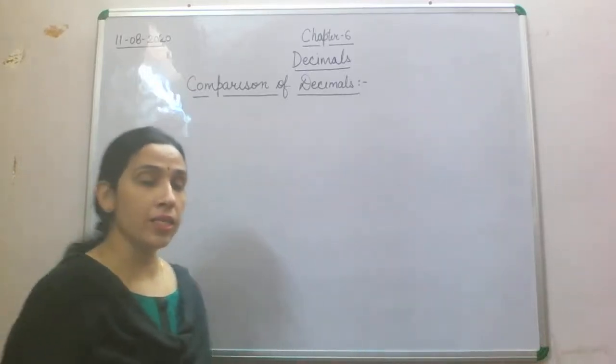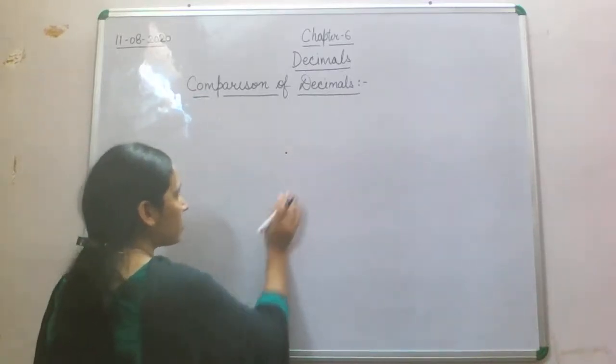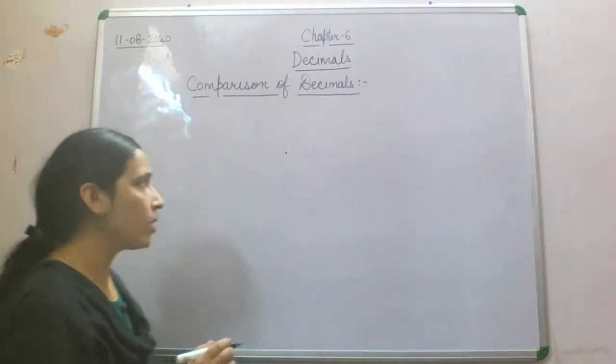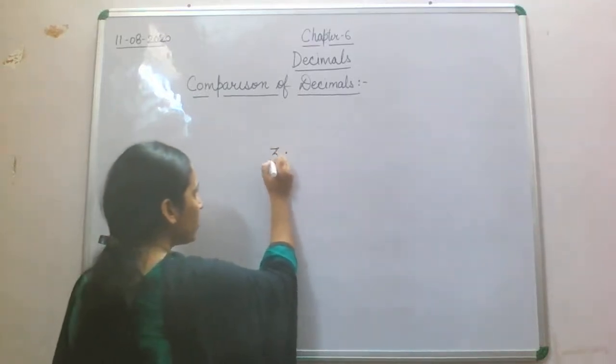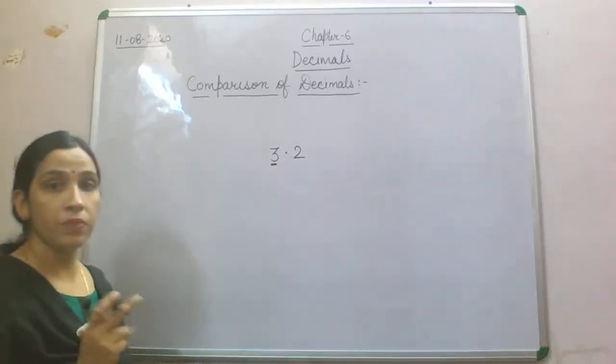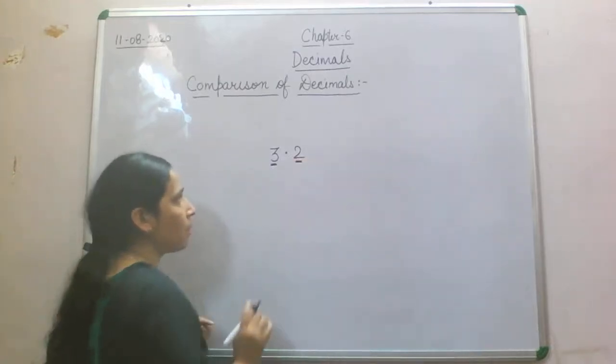Here after the decimal you have this place value. For example, this decimal you have. Now what is a decimal? A point between two numbers. So here we'll write two numbers, 3 and 2. This is your whole number. 3 will be your whole number and 2 will be your decimal part.